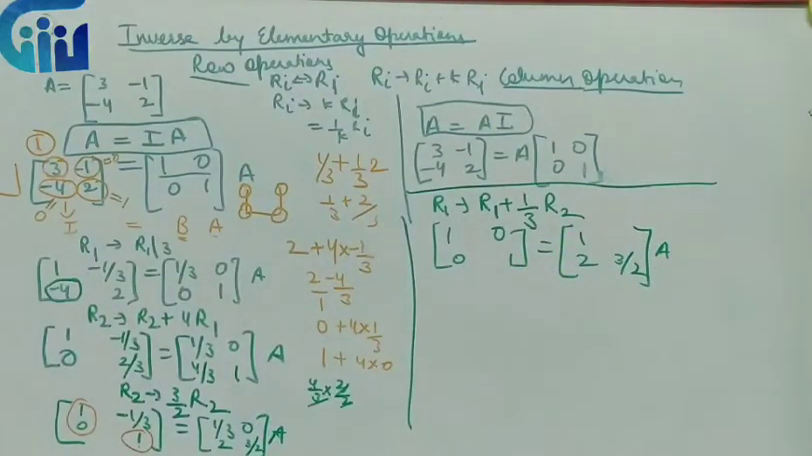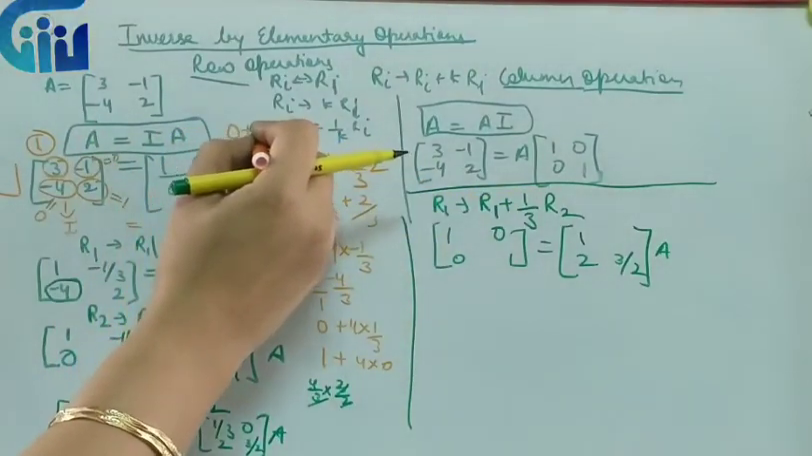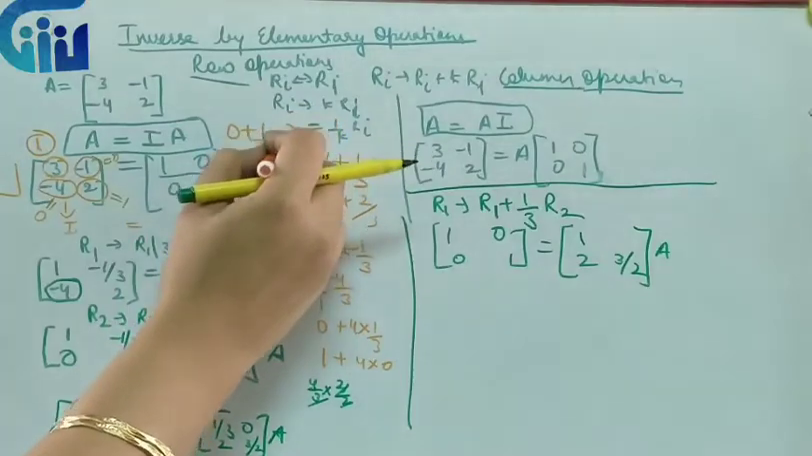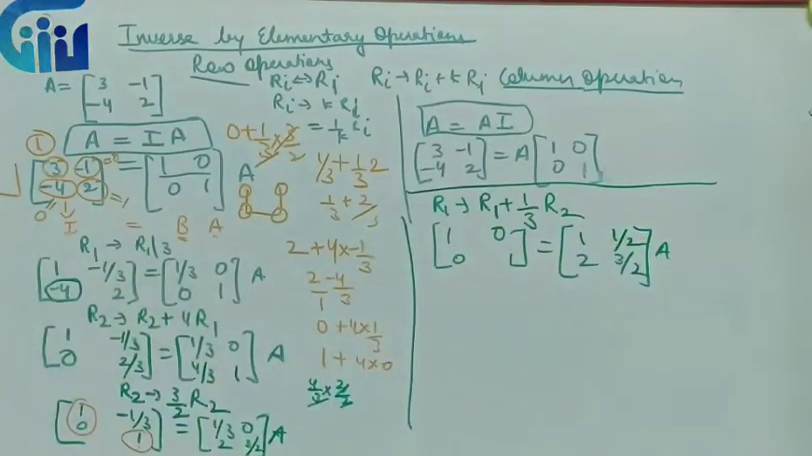Now the next thing. The next number is 0 over here. 0 plus 1 by 3. So I'll write it here: 0 plus 1 by 3 into 3 by 2. What will I get? 1 by 2. So I'll write it over here as 1 by 2.